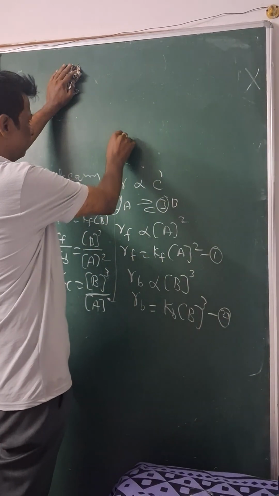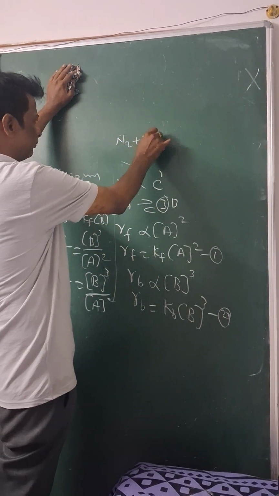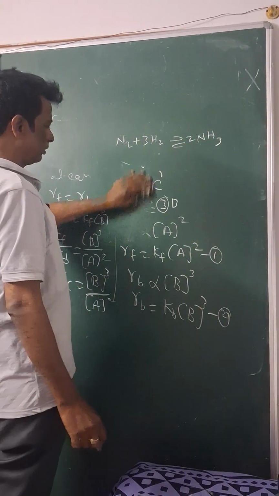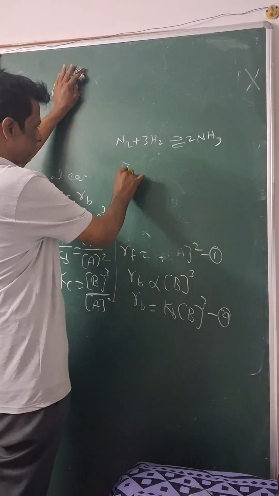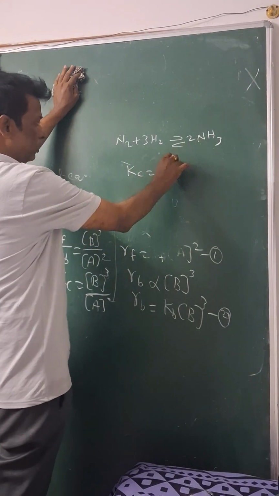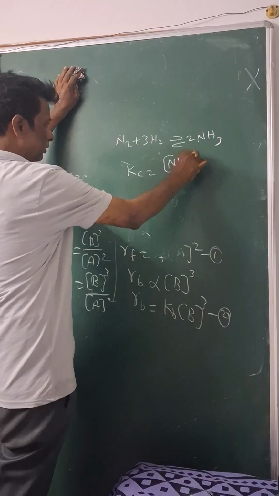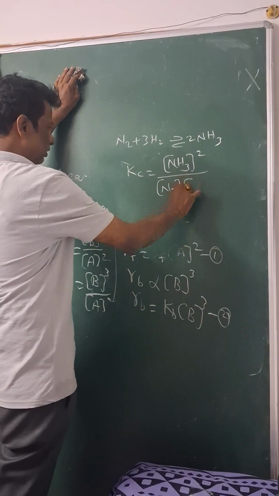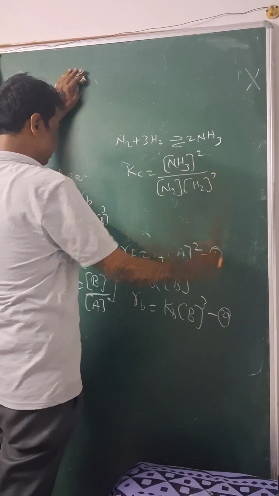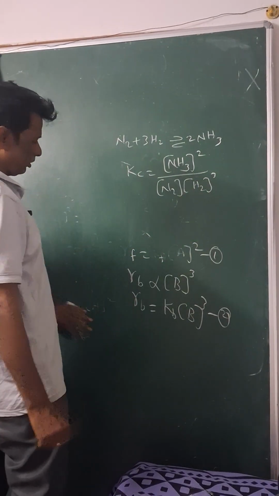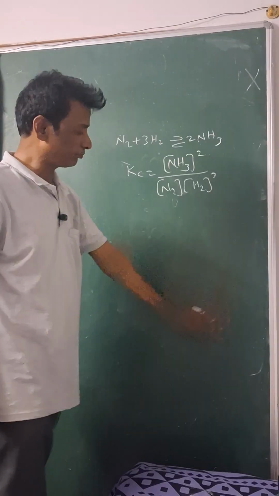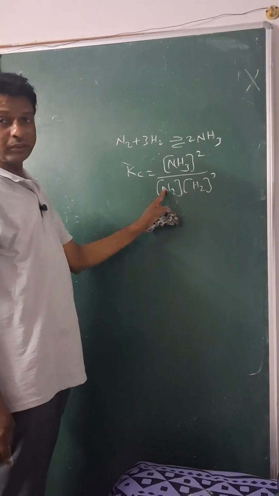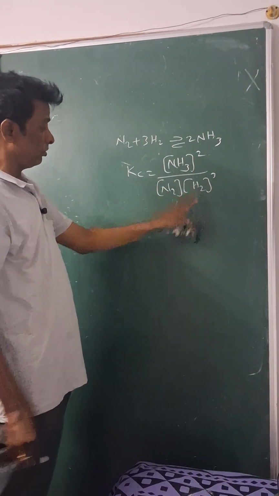For example, I am taking N2 plus 3H2 gives ammonia. Haber process. Write equilibrium constant. Just products by reactant. What is the product here? Ammonia. What are the reactants? Nitrogen and hydrogen. That is Kc. Simply write products by reactants. Equilibrium molar concentration of ammonia, equilibrium molar concentration of nitrogen and hydrogen.